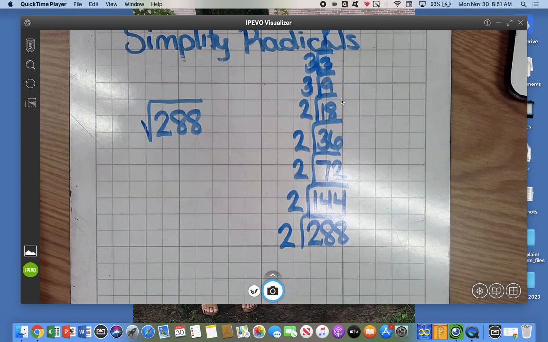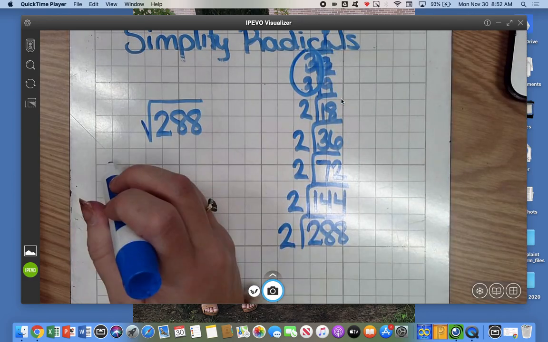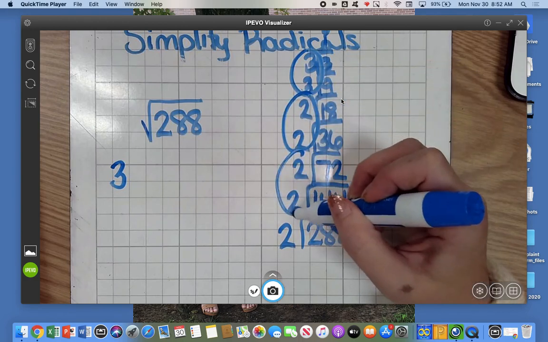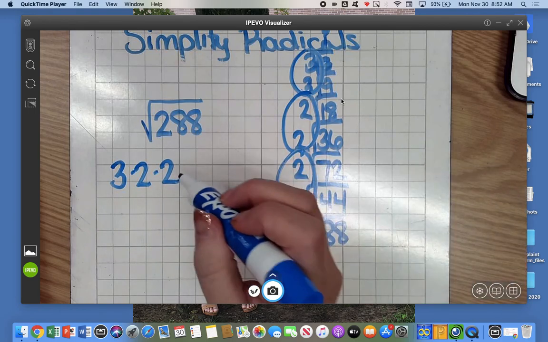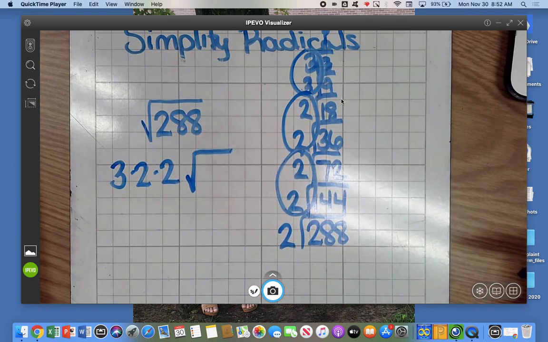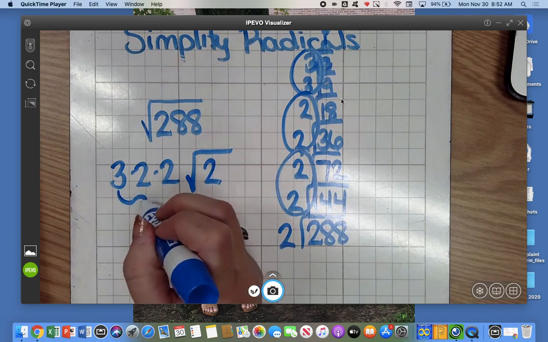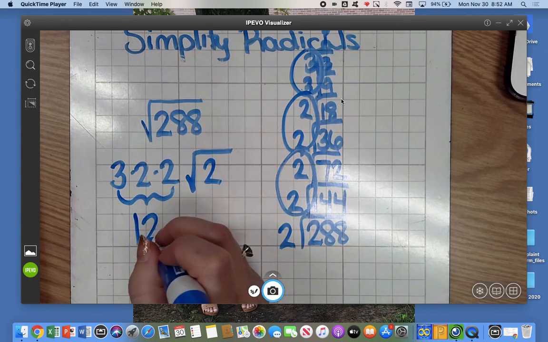All right, so we divided by 2 until we got an odd number, and then we divided by 3 until we got 1. Now, look at our pairs here. We have a pair of 3s, so that goes outside, right? Mm-hmm. And then I have 2 pairs of 2s. So I have a 2 and a 2. Now, do I have anything left over? Yes, another 2. Another 2. All right, so then we multiply all those together. So what is 3 times 2 times 2? 12. All right, 12 root 2.